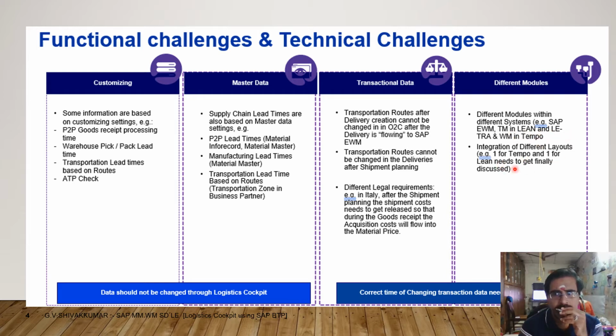So integration of different layers, one for ECC and one for S4 HANA, needs to be finally discussed before taking care of anything. One important thing is that we can club ECC and S4 HANA or even R3 4.7 versions. We don't want to migrate all the systems. So using the hybrid technology in S4 HANA functionality, we can club all the on-premise or cloud systems and also different versions of SAP and non-SAP systems.